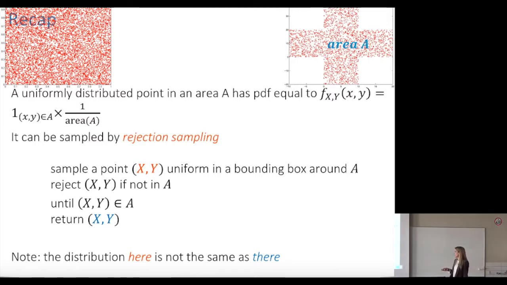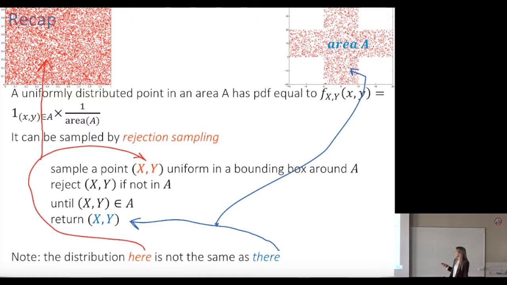So we should note that the distribution here is uniform in the whole rectangle, whereas the distribution of the point we obtain at the end is, as we saw, uniform in this area A. So the distribution of the point here is not the same as the distribution of the point here, because we sample a point uniformly in the rectangle, which is a bounding box around the area we want, and then we reject it if it doesn't belong in the area A. So the distribution of the point we obtain at the end is uniform only in the area A. Okay.